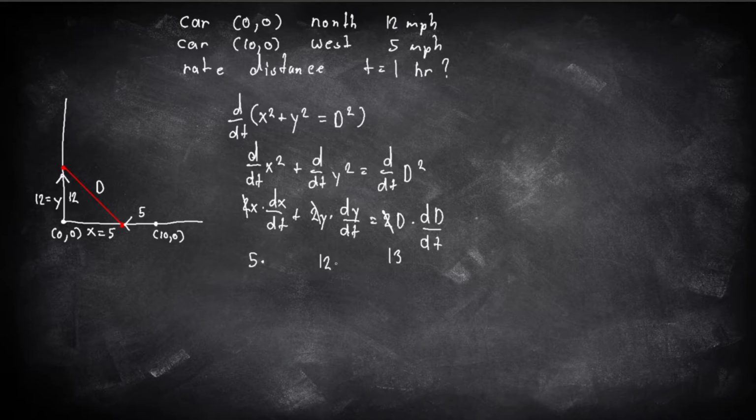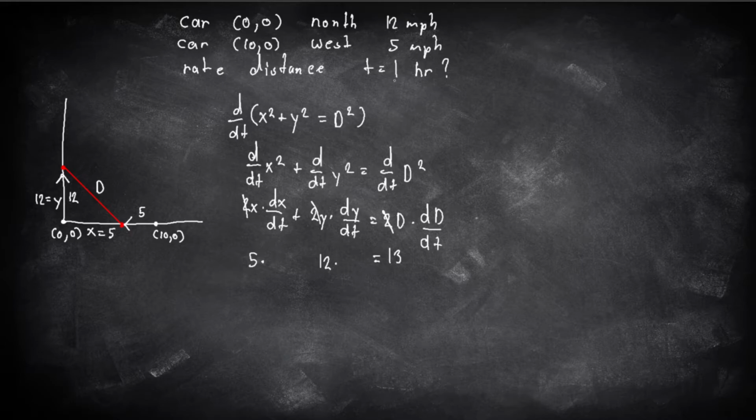What about our rates? dx/dt, dy/dt? Well, that's actually the miles per hour: the change in x with respect to time, and the change in y with respect to time. Sorry, I mean the change in y with respect to time and the change in x with respect to time. Because east and west deals with x, and north and south deals with y.